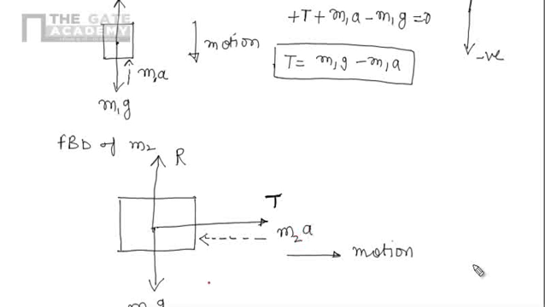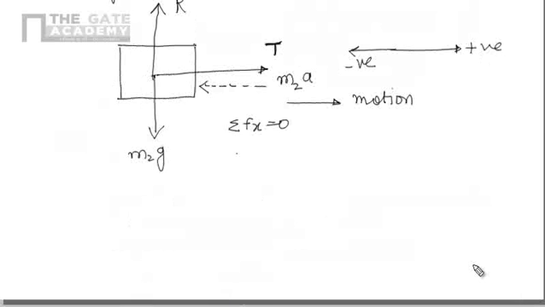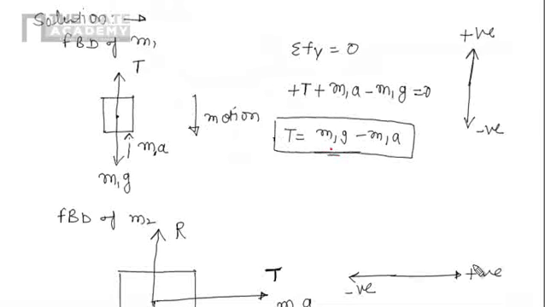Now we can apply the conditions of equilibrium, that is, the algebraic summation of all horizontal forces should be zero. In the horizontal direction, let's take this one as positive and this one as negative. T is acting in the positive direction, plus T, and M2A is acting in the negative direction, minus M2A, equals 0. So T equals M2A. Now if we put the value of T into that equation, we get the expression for A.